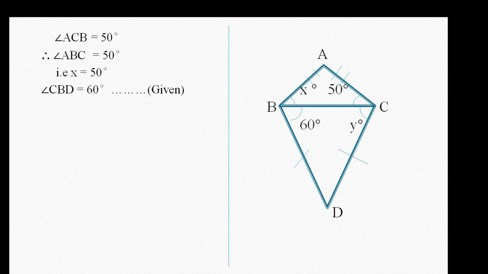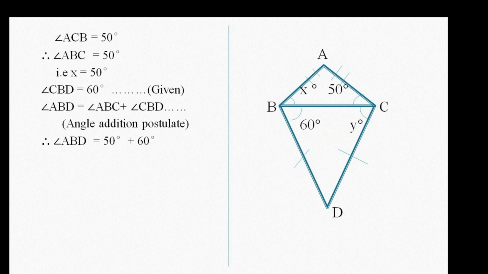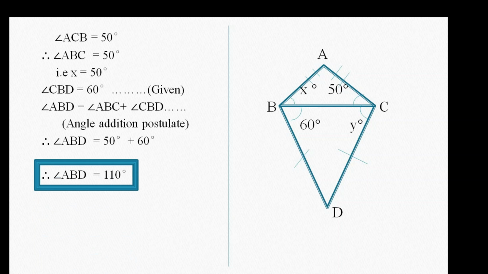Now angle CBD is given to us, that is 60 degree. Now angle ABD, we can write by angle addition property, as angle ABC plus angle CBD. Now substitute all the values. Therefore angle ABD is equal to ABC, which is 50 degree, plus CBD, which is 60 degree. So 50 plus 60 is 110 degree. So here we are getting the first two things: x is 50 degree and the measure of angle ABD is 110 degree.